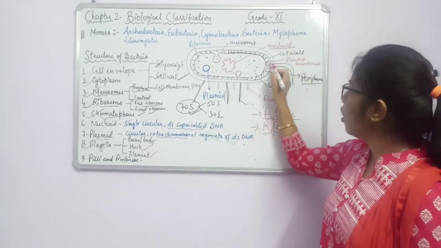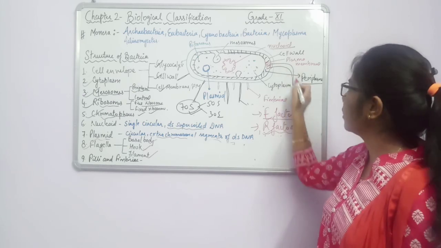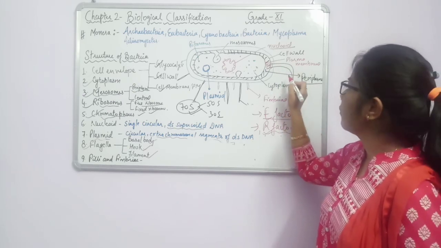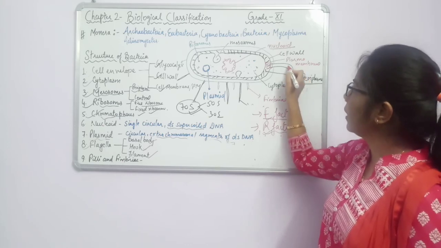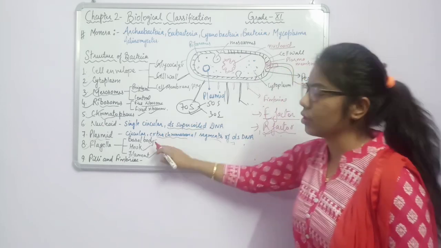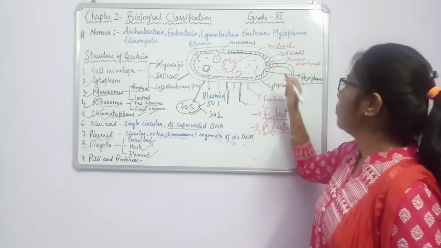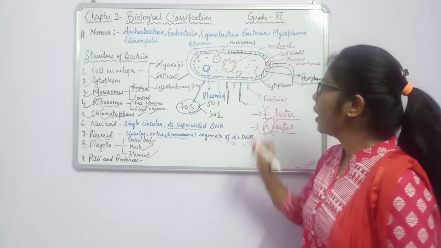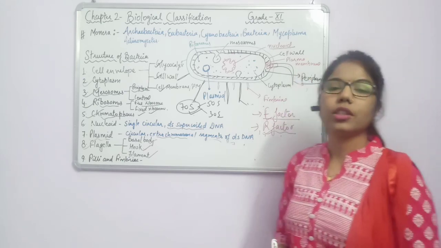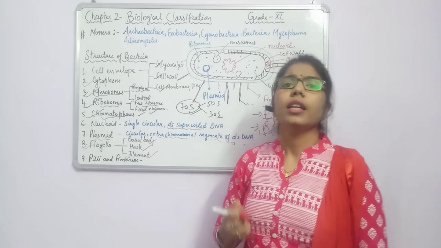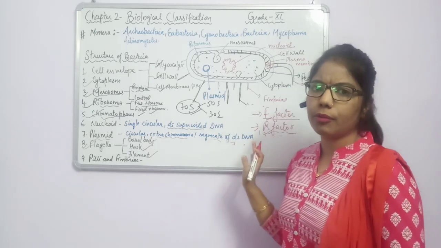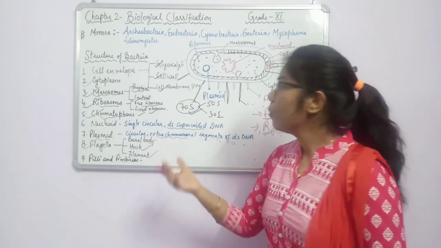The filament is attached to the basal body. This long thread-like structure which you are seeing here is the filament, and this filament is connected to a hook-like structure. The connection between the basal body and the filament is known as the hook. What is the function of flagella? The flagella are important for the motility of the bacterium. If there are more flagella, the bacterium will be more motile.